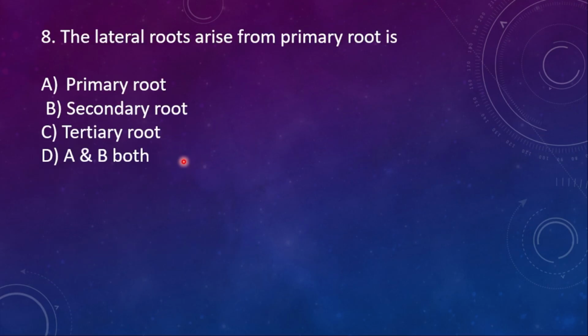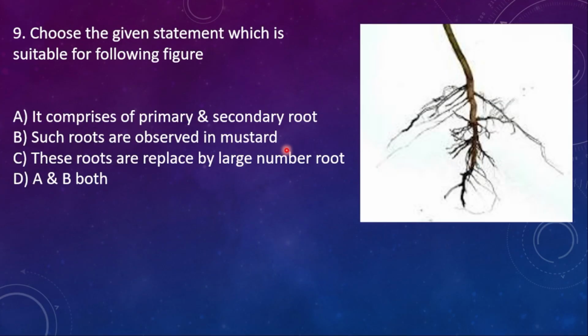Question number 8, the lateral roots arise from the primary root is option A primary root, option B secondary root, option C tertiary root, option D A and B both. Here the right option is option B. From the primary root, secondary roots will arise. From the secondary root, again the tertiary roots will arise. See, this will be primary, secondary, tertiary, like that.